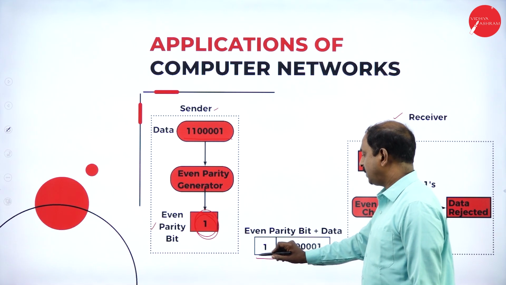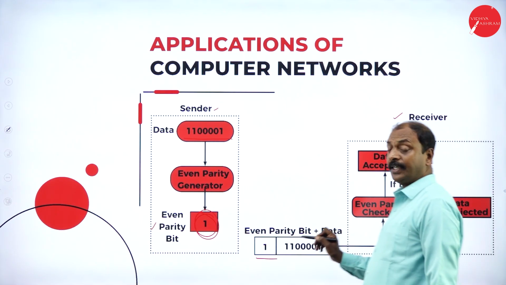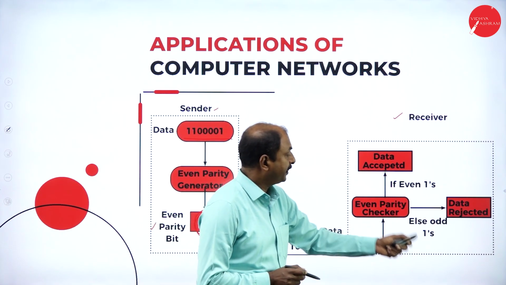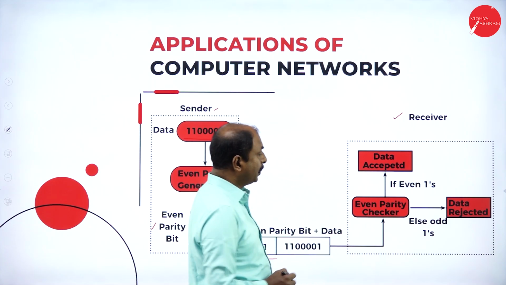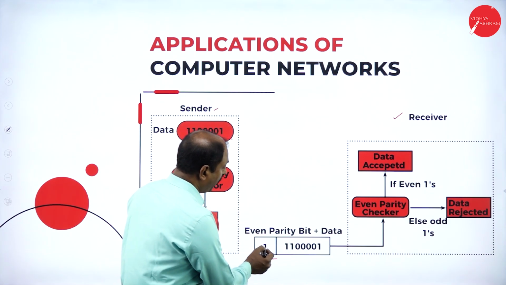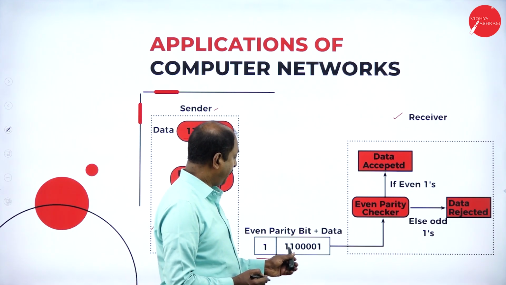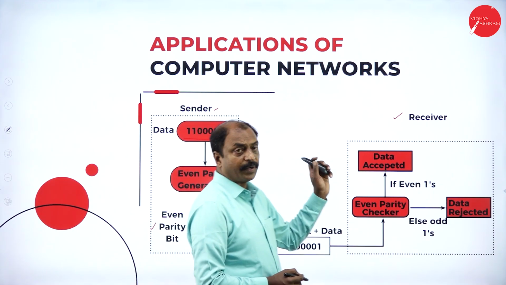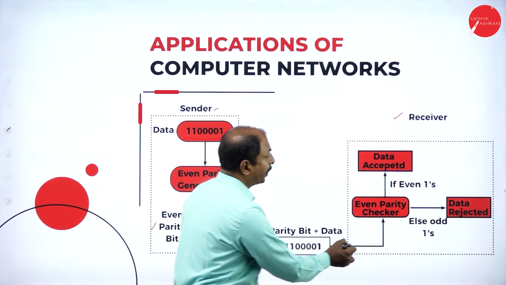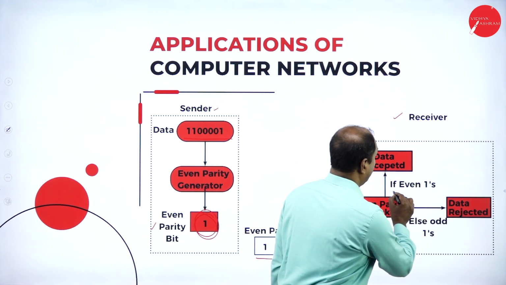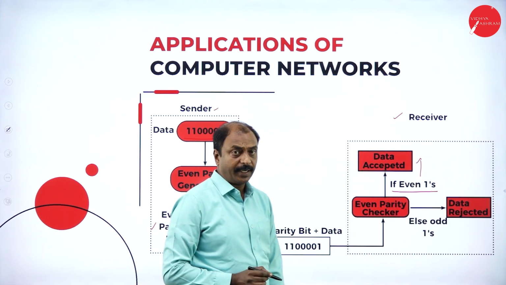Now along with this parity bit plus the data, it is transmitted over the network. At the receiver end, first it checks the parity bit. In this example, 1, 2, 3, 4, there are 4 ones in this data with the parity bit. At the receiver end, it checks this. If it is an even number of ones, then the data is accepted at the receiver end.